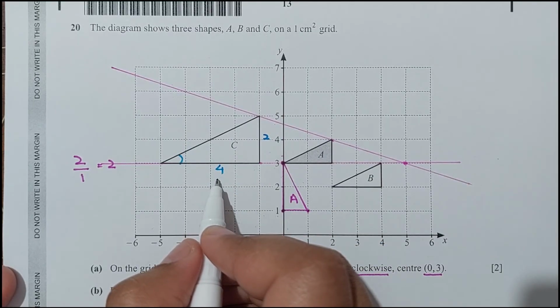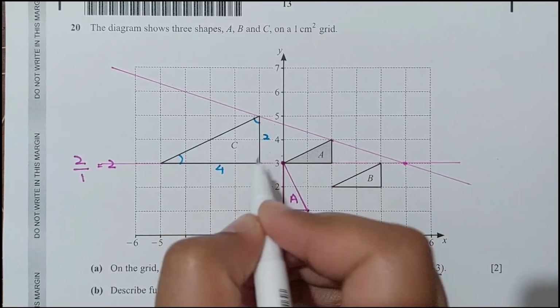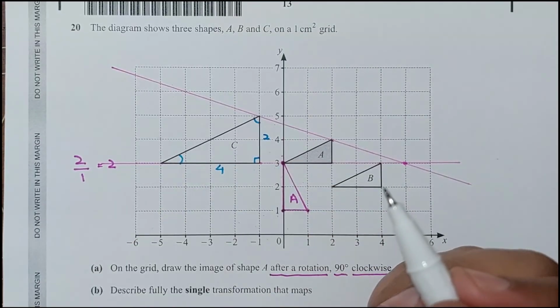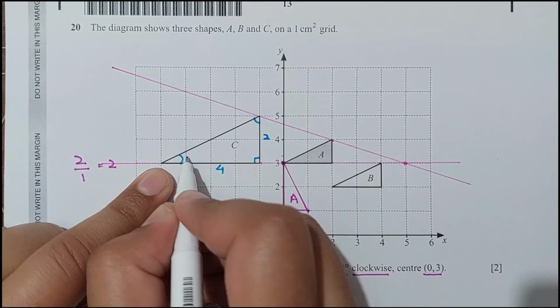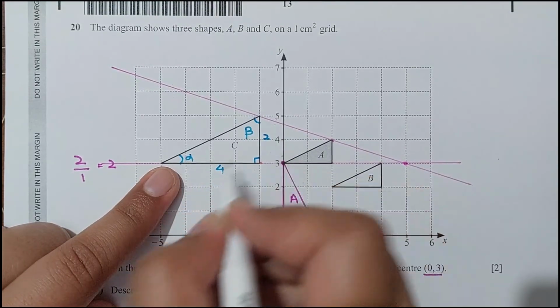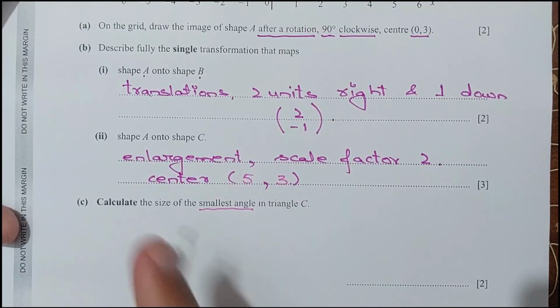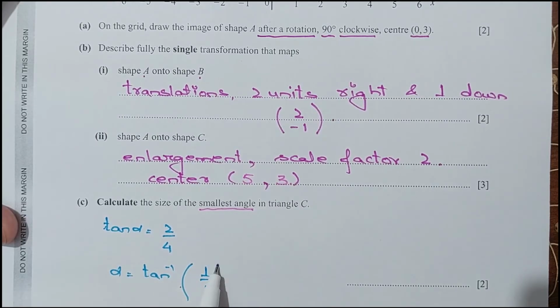Or we can measure this angle because this angle is 90 degrees. We have to find the rest of the 2 angles, then we have to decide which one is the smallest angle. If we say this one is alpha and this angle is beta, so alpha, the opposite and the adjacent, so tangent ratio 2/4. So we can say tangent of alpha is 2/4 and alpha would be equal to tangent inverse of 1/2. 2/4 is 1/2, right?